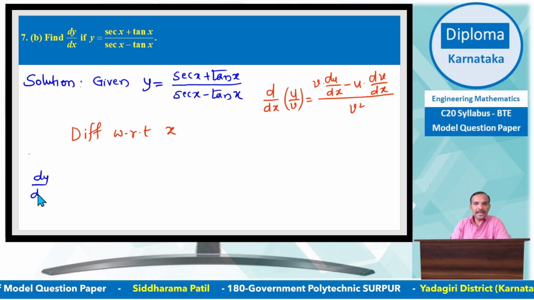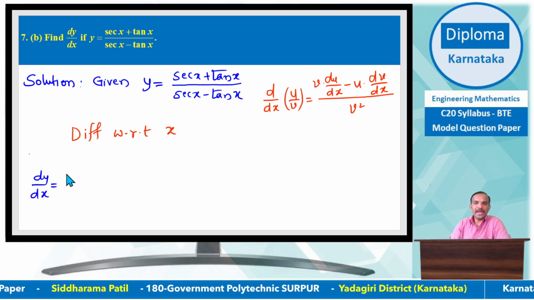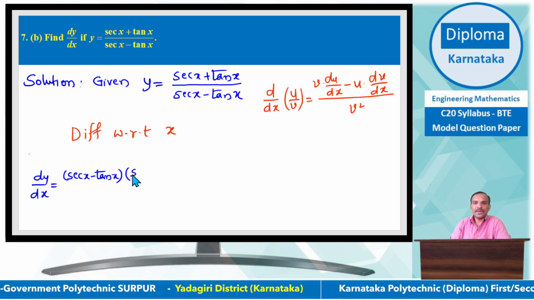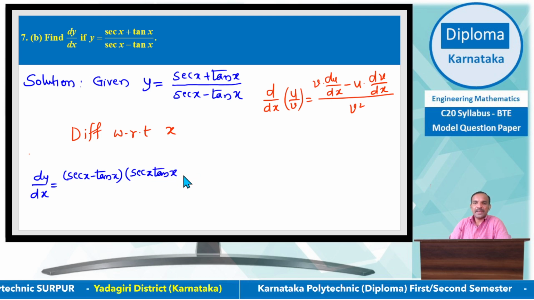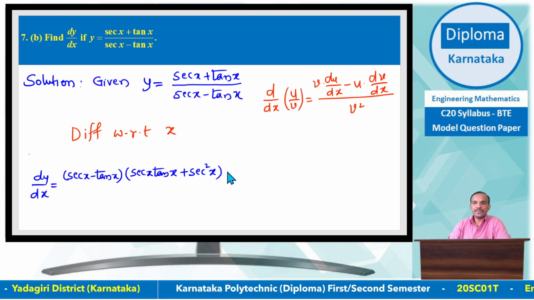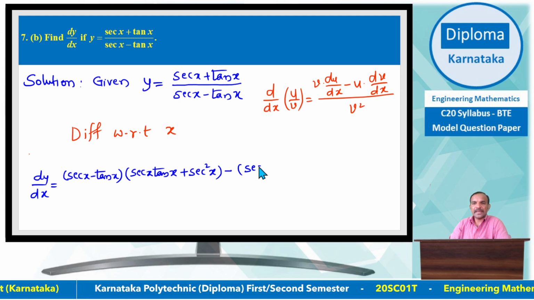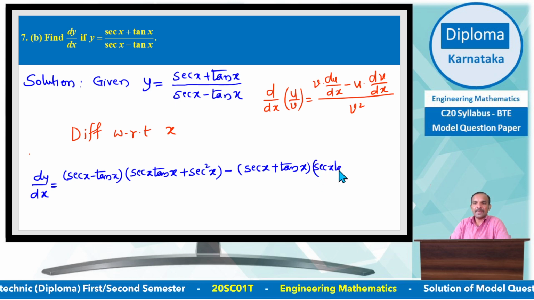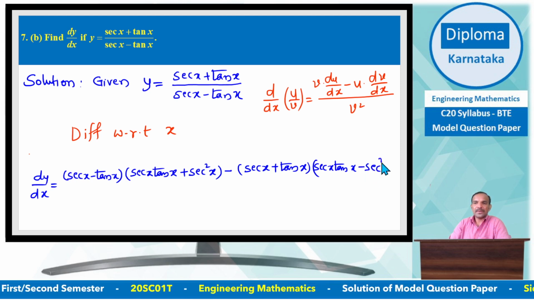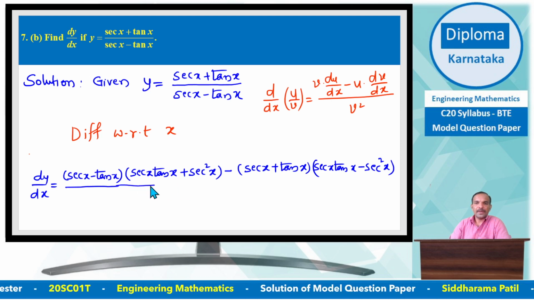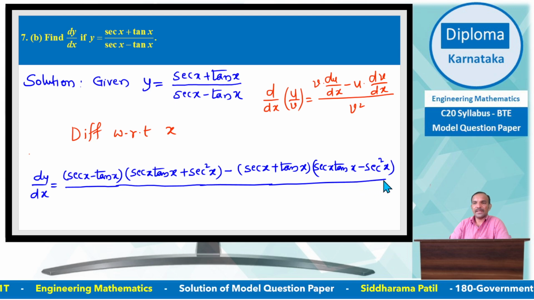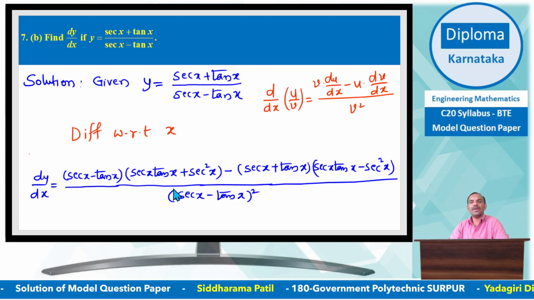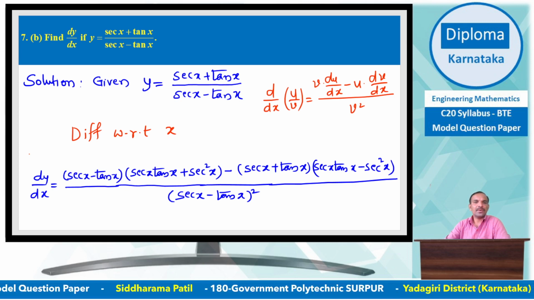dy by dx is equal to the denominator as it is, sec x minus tan x, into the numerator's differentiation: sec x tan x plus sec square x, minus the numerator as it is, sec x plus tan x, into the denominator's differentiation: sec x tan x minus sec square x, whole divided by the denominator square, that is v square, sec x minus tan x whole square. Now you have to simplify it.